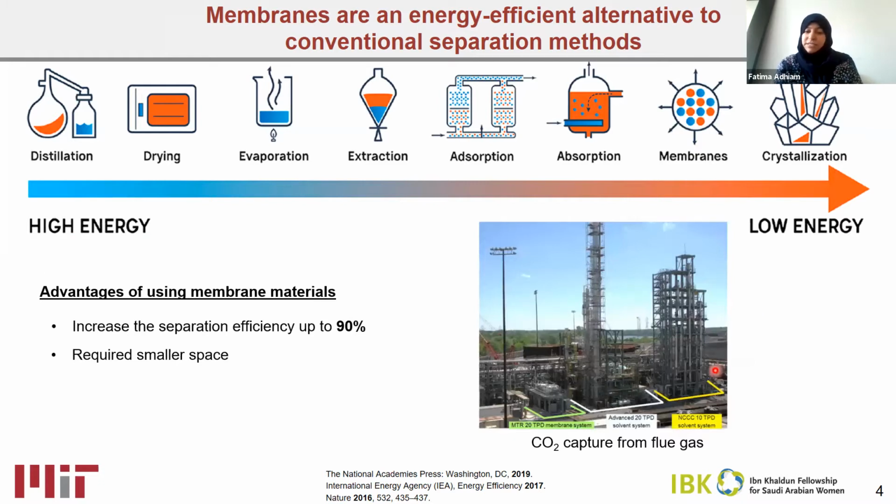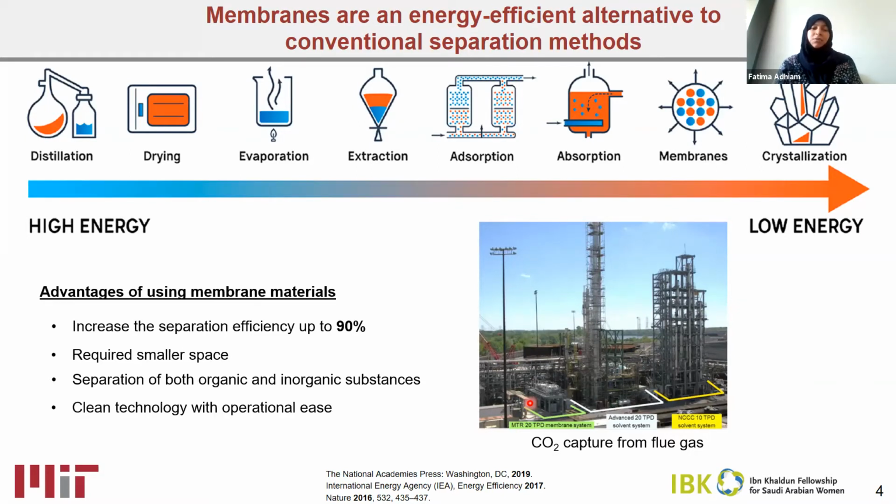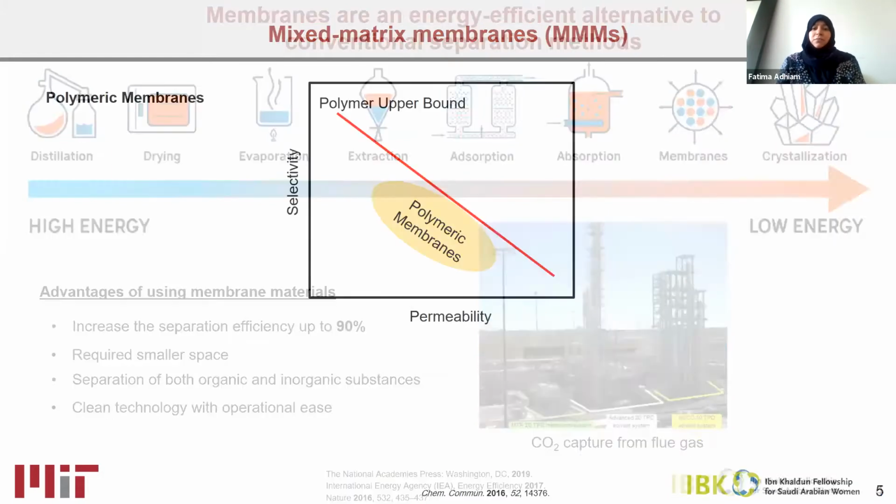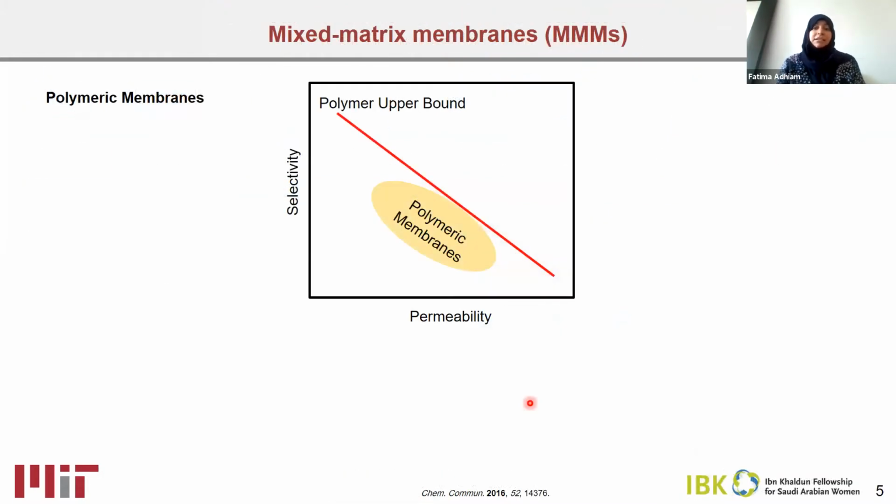Compared to the solvent system, a membrane system would require smaller spaces. Furthermore, membrane material can separate both organic and inorganic substances. Membrane materials are clean technology with operational aids as well. However, most of the commercial membranes available in the market are made of polymers, and polymeric membranes are associated with some drawbacks, like the upper bound trade-off between permeability and selectivity.